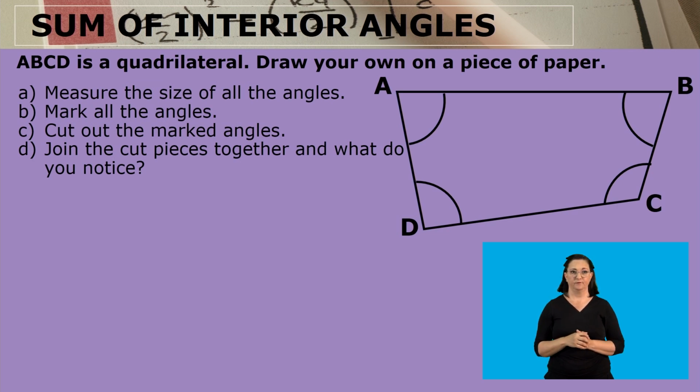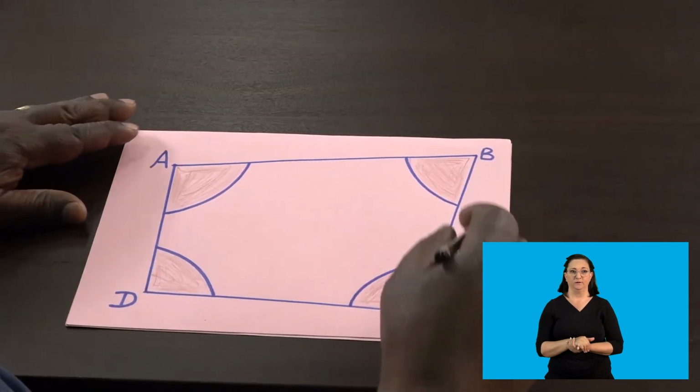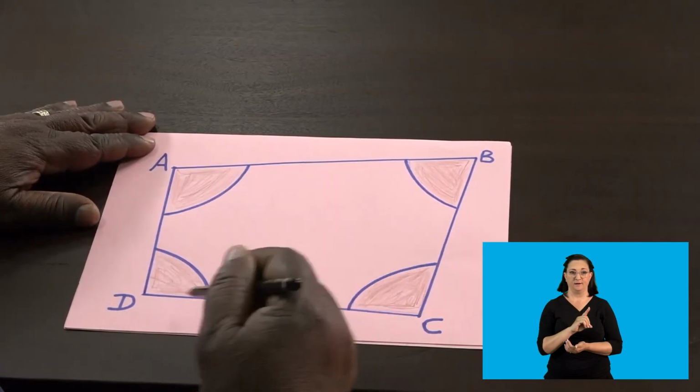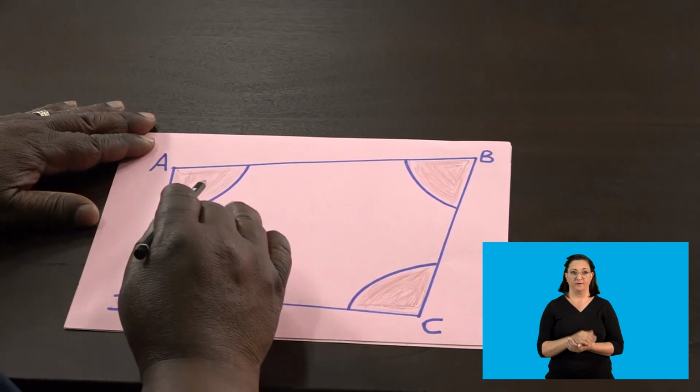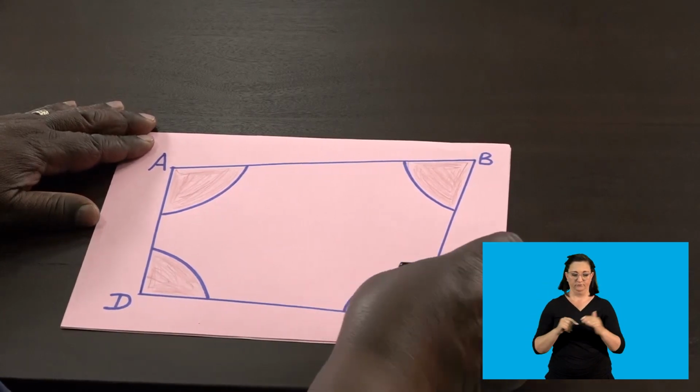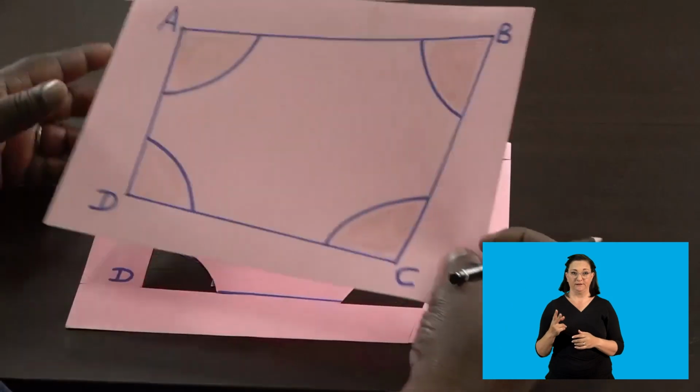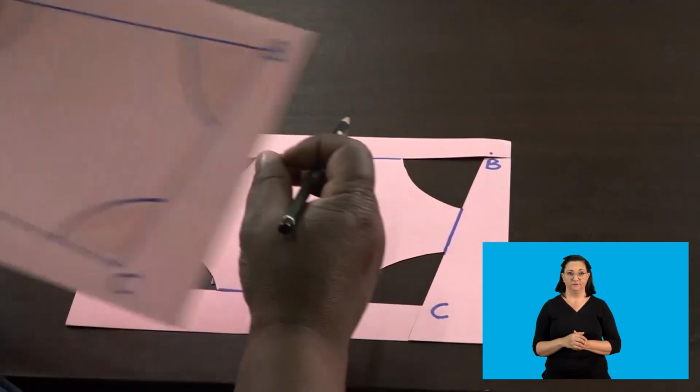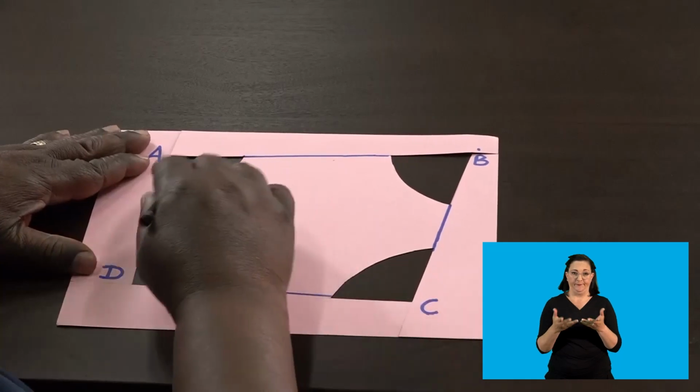So for now, let's stop there and do that practically so that you're able to see how we are going to do this without using a protractor, so that you're able to see that it is true that the angles of a quadrilateral equal 360 degrees. So let's do a practical task of this. We have our quadrilateral ABCD, and we were tasked to mark the angles. So I've marked the angles A, B, C, and D, and then we were tasked to also cut them out. So you take your scissors and you cut out the marked angles, and this is what they would appear like.